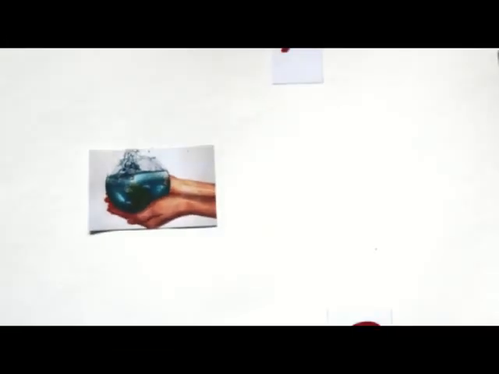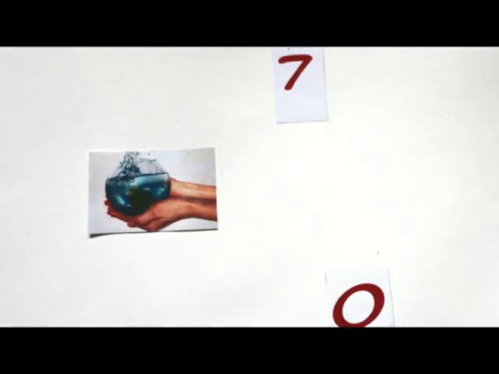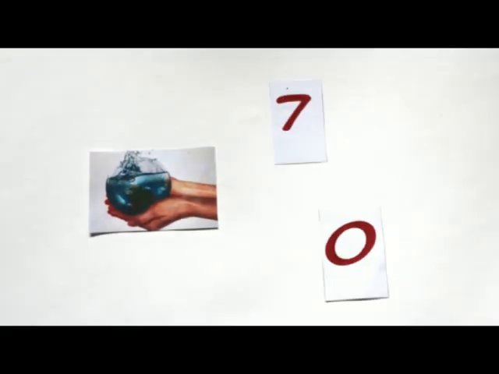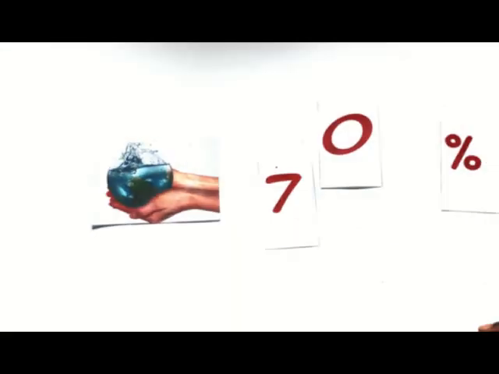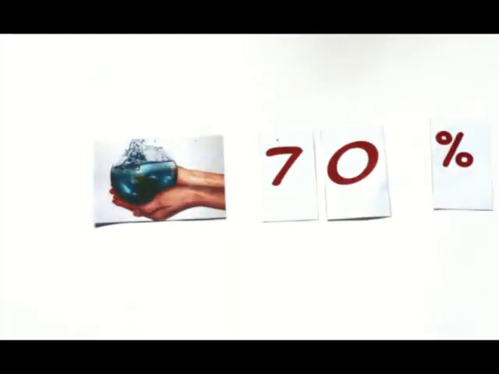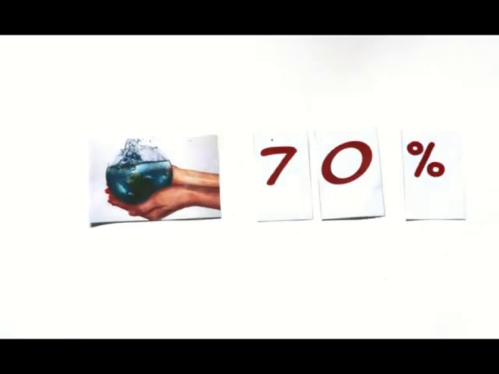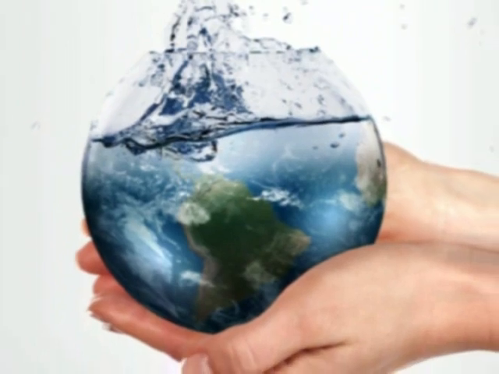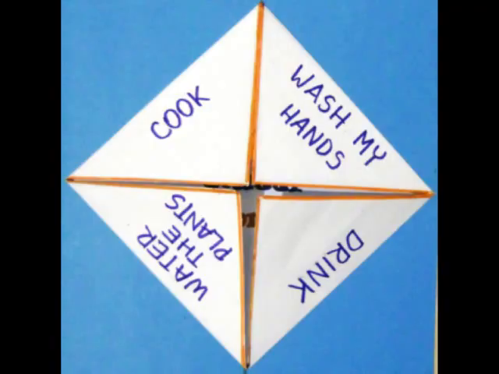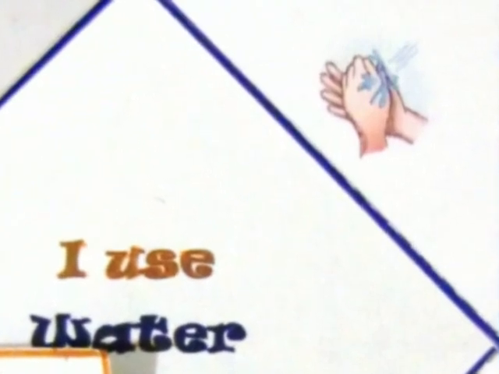Water is a transparent fluid with no smell and no taste. It covers 70% of the Earth's surface. It is very important for life. We use water to drink, to cook, to wash our hands and our body, to water plants.